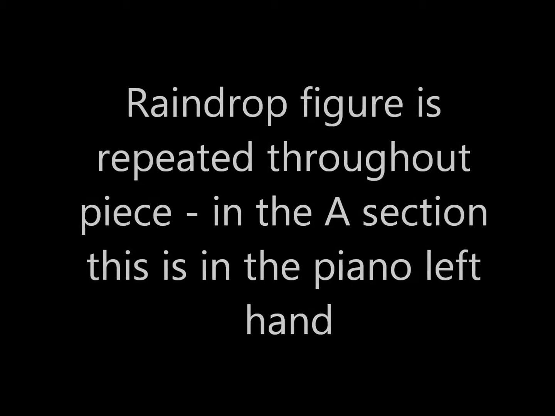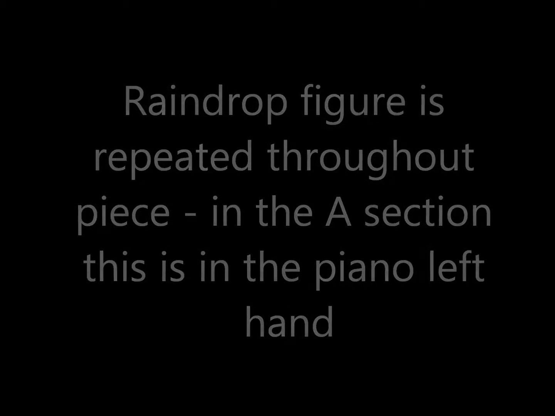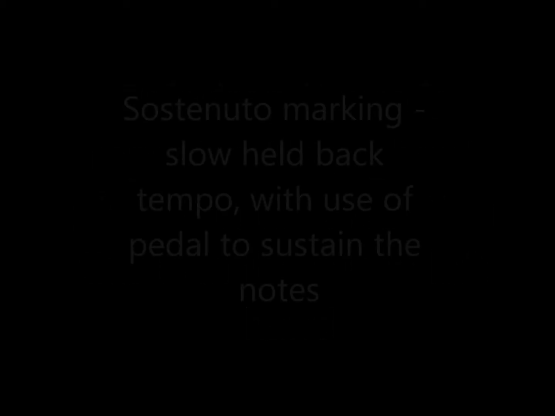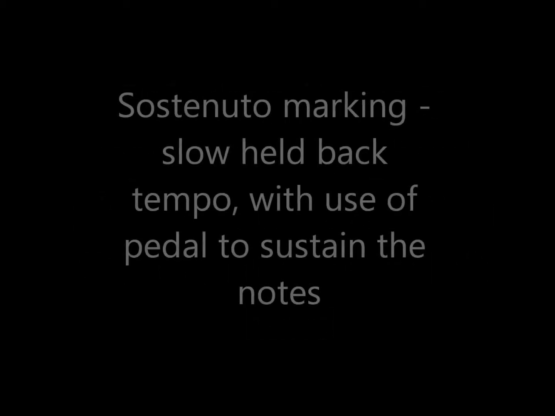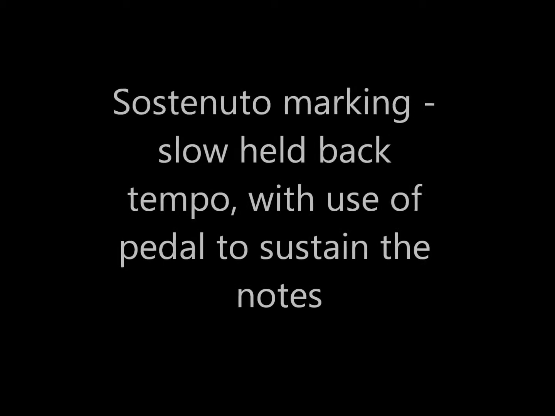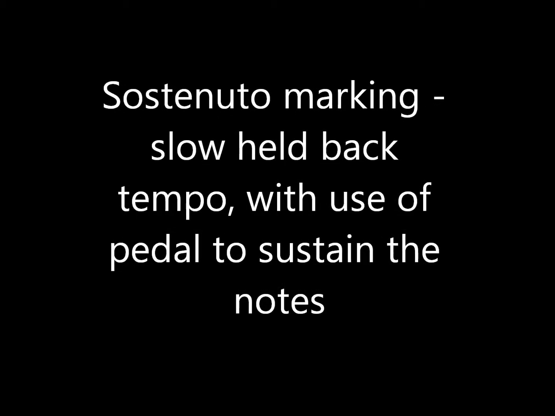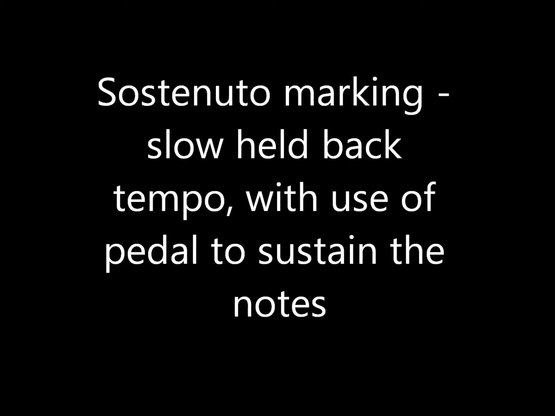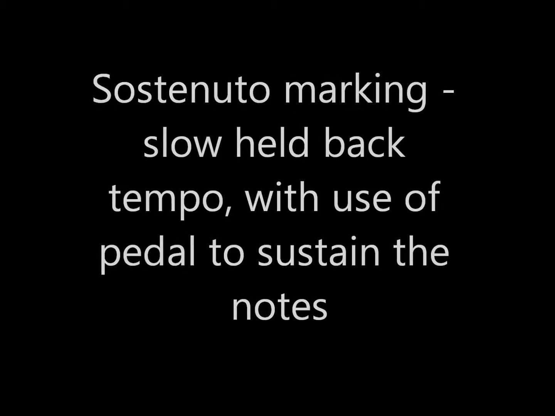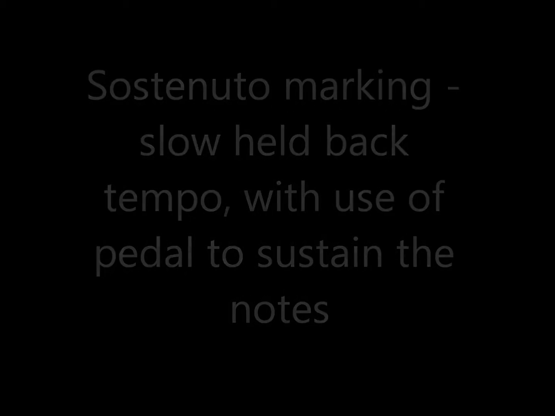So, a little more about section A, which introduces the original raindrop. This prelude is marked as sostenuto. It doesn't just mean sustained here, but it should also have a slow, held-back tempo. The pianist has to use the pedal a lot, which also helps to sustain the notes.